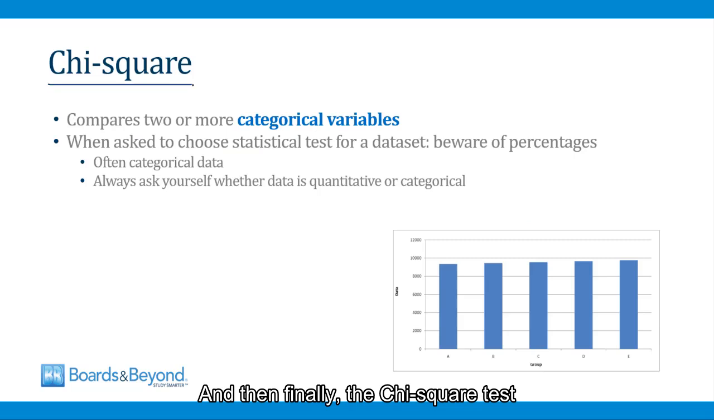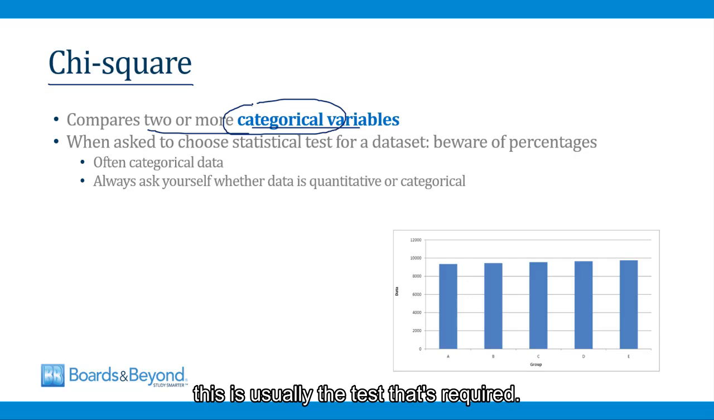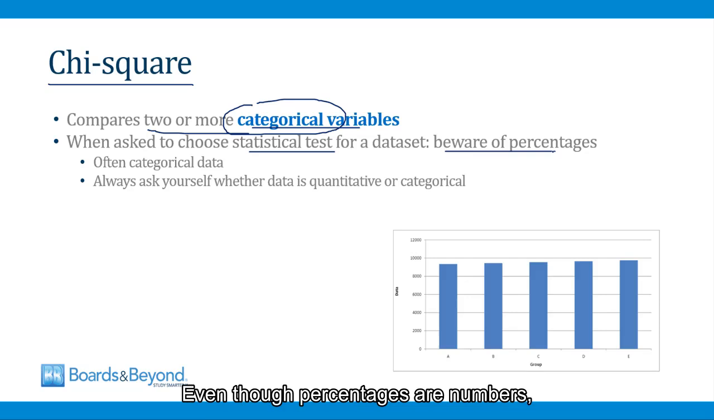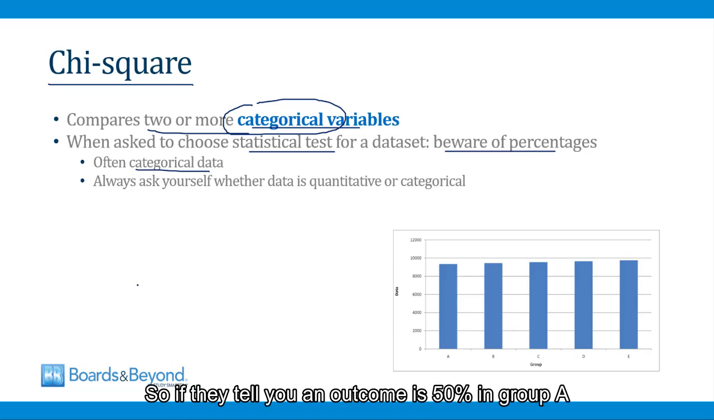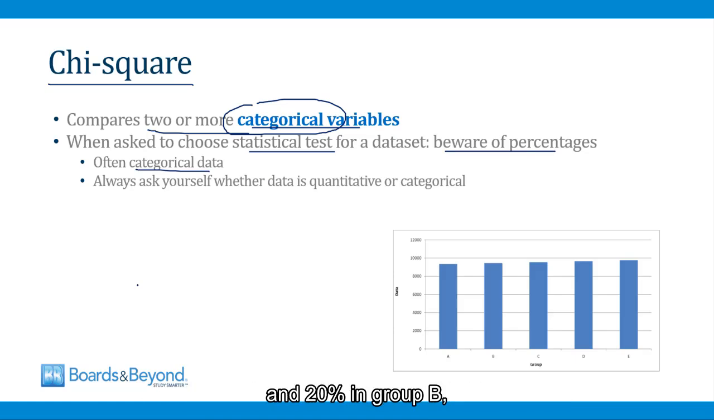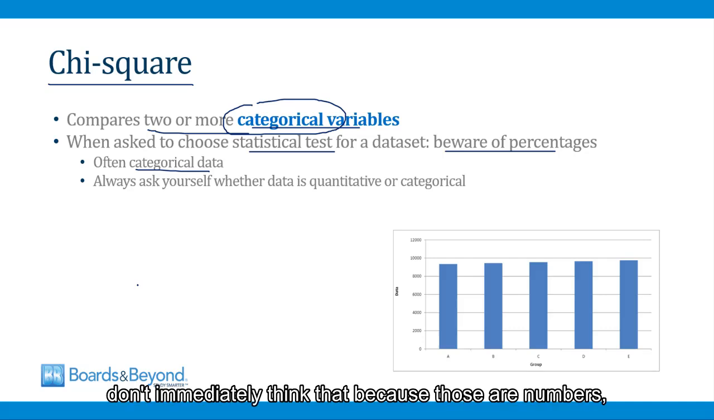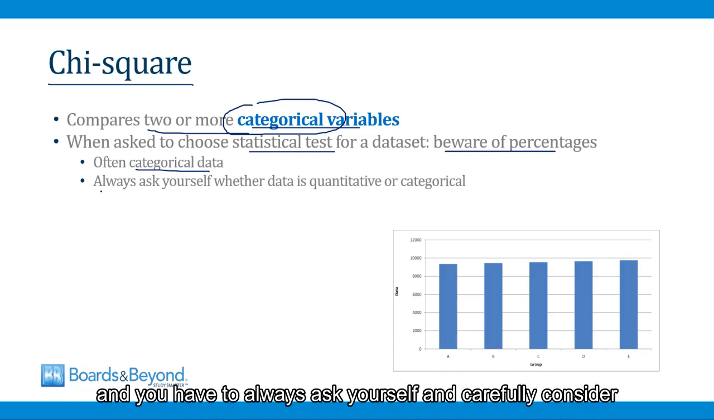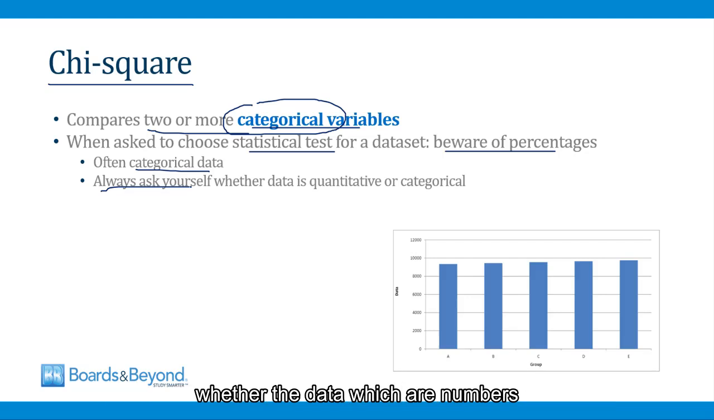And then finally, the chi-square test is the test that's used to compare 2 or more categorical variables. So anytime the data are categorical, this is usually the test that's required. And remember what I said before, if you're asked to choose a statistical test for a data set, beware of percentages. Even though percentages are numbers, they're often used to describe categorical data. So if they tell you an outcome is 50% in group A and 20% in group B, don't immediately think that because those are numbers, the data must be quantitative. The data could be categorical, and you always have to ask yourself and carefully consider whether the data, which are numbers, are quantitative or categorical.